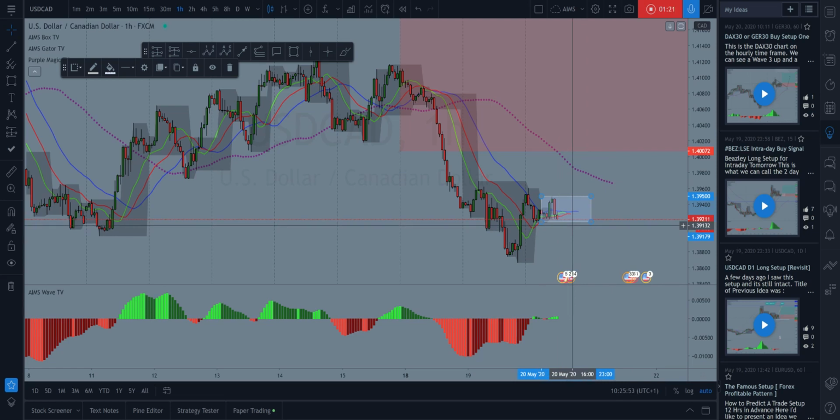Or you could play it the conservative way and say, okay, since we know that the daily is in the range, I'm not going to take this trade. That's one way of looking at it.